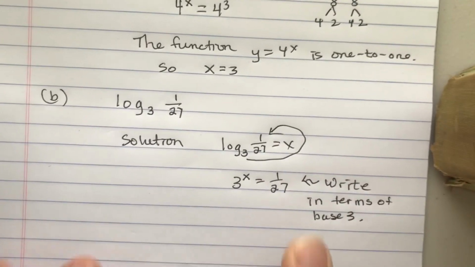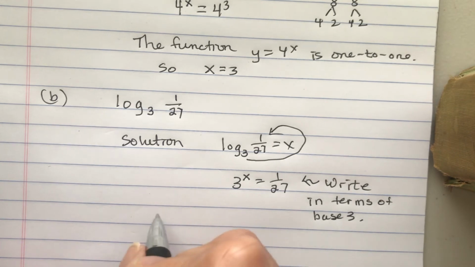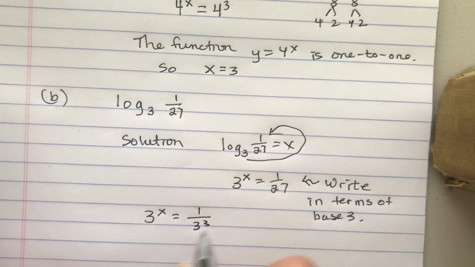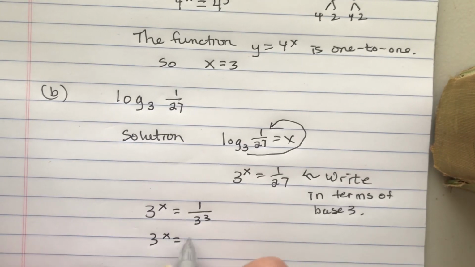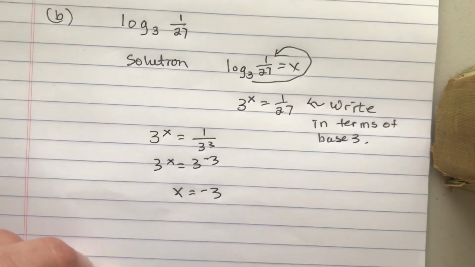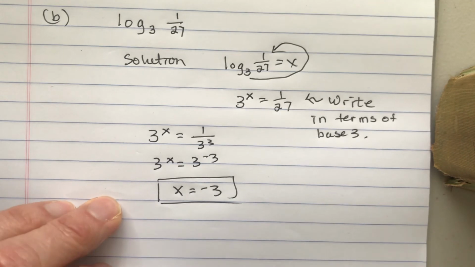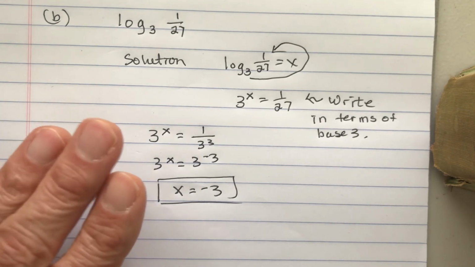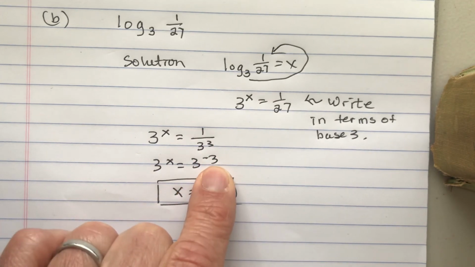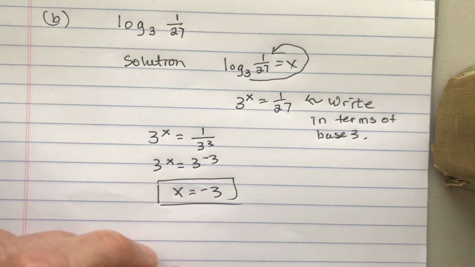The reason I can do this without using a calculator is because that's possible. It's not possible for all numbers, but this is an exercise, and that's the criticism of math problems and math books, that we do contrived problems. But anyway, 1 over 27 can be written as 3 to the minus 3, so x has to equal negative 3 because the function 3 to the x is 1 to 1.